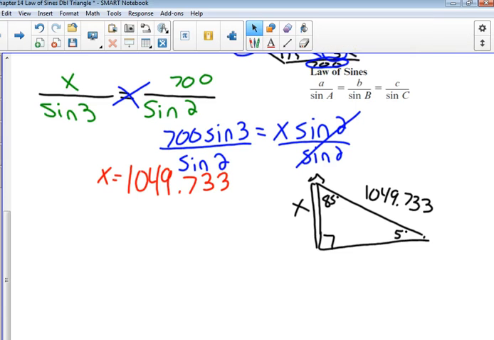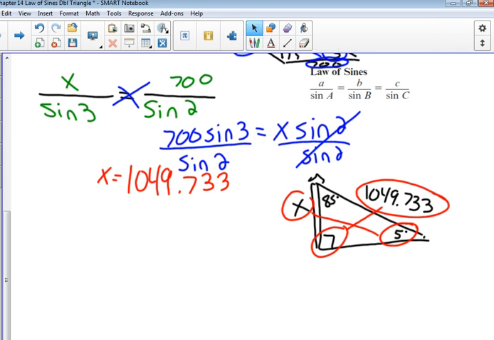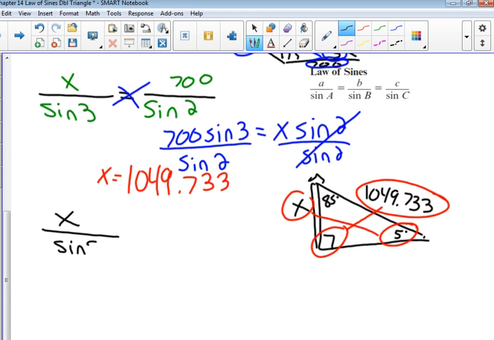Now let's check out, can we do law of sines to figure out the lighthouse now finally? Yeah, I think so. That 1049 goes with the 90. The x is going to go with the 5. So we have 2 sides and 2 corresponding angles. So we're going to do law of sines again. Your x is going to go over the sine of 5. What's your other fraction going to look like? Good job.